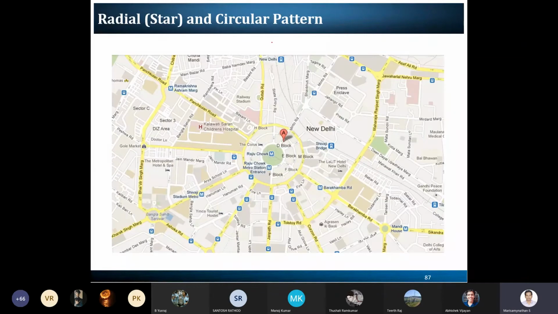The second one is the radial and circular. This is a circular and this is a radial way, so from the circular, you see how the radials are connected. This is one example taken from New Delhi. Likewise, we have different kinds of patterns. Chennai also has a defined pattern, and Hyderabad also has some patterns. You should try to explore the other patterns.